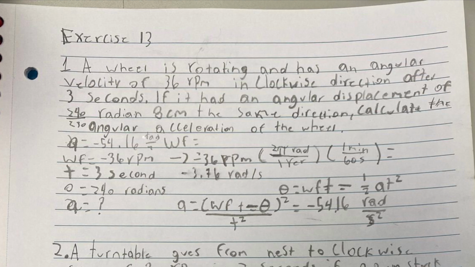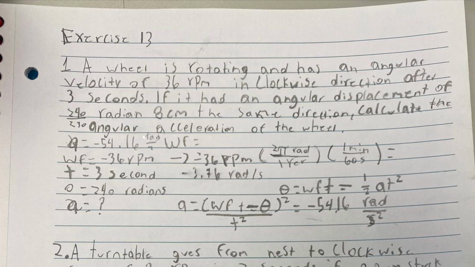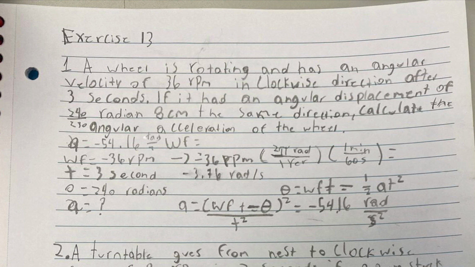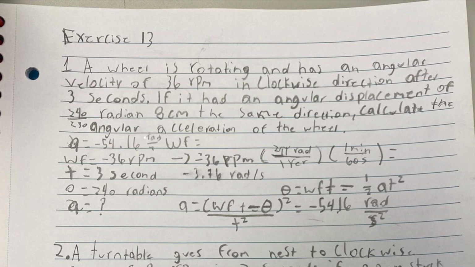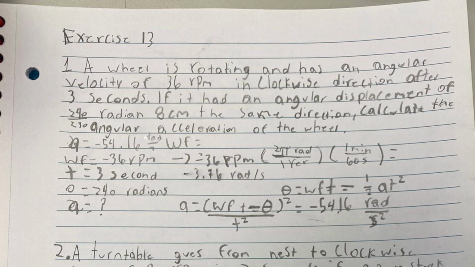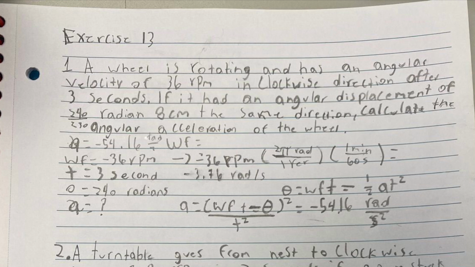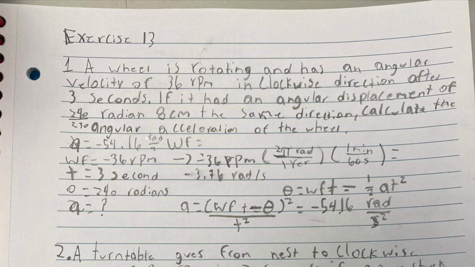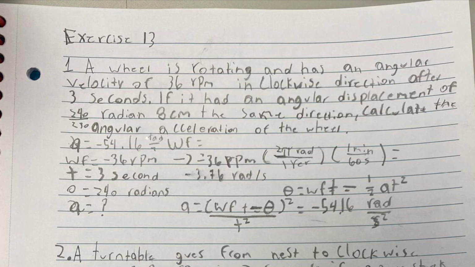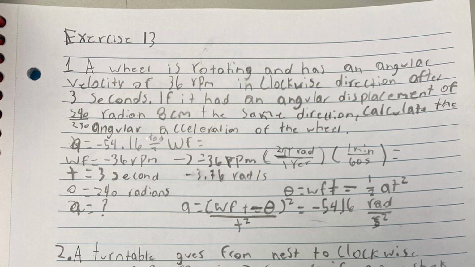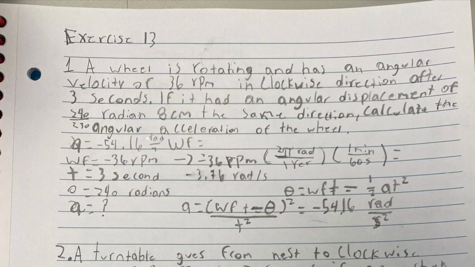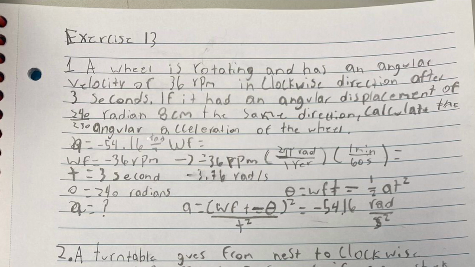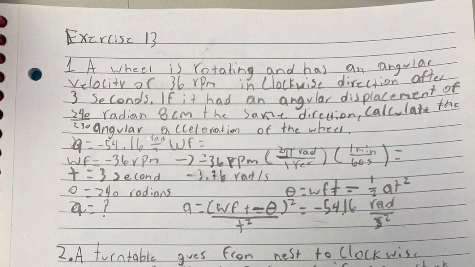We transform the revolutions into radians, which gives us minus 3.76 radians per second. We use a formula to get the angular acceleration, subtracting the final velocity times the time minus the angular displacement. All of this is squared and then divided by squared time. The result is minus 54.16 radians per squared second. This is the angular acceleration.